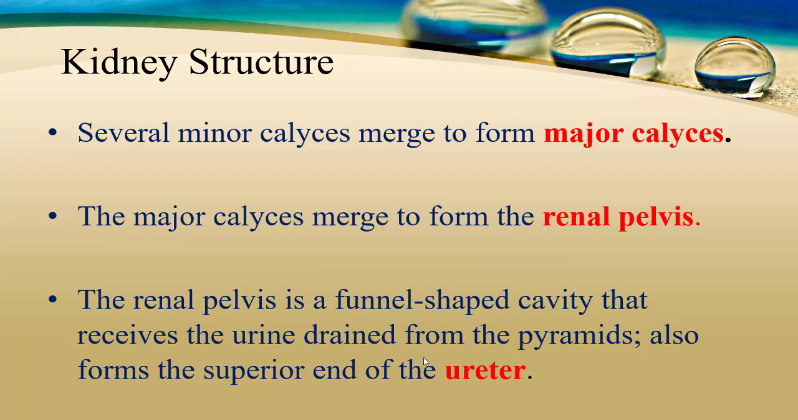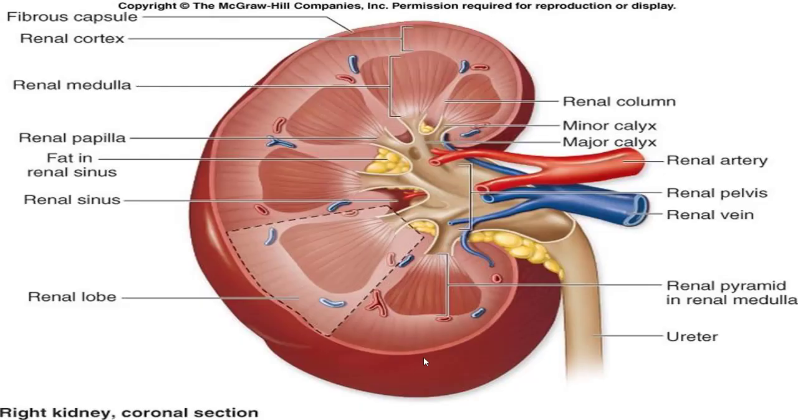This pelvis is a funnel-shaped cavity that collects all of the urine that is drained from all the pyramids. And the pelvis also forms the most superior end of the ureter. So going back to a different image here, the renal pyramid here, here, here.